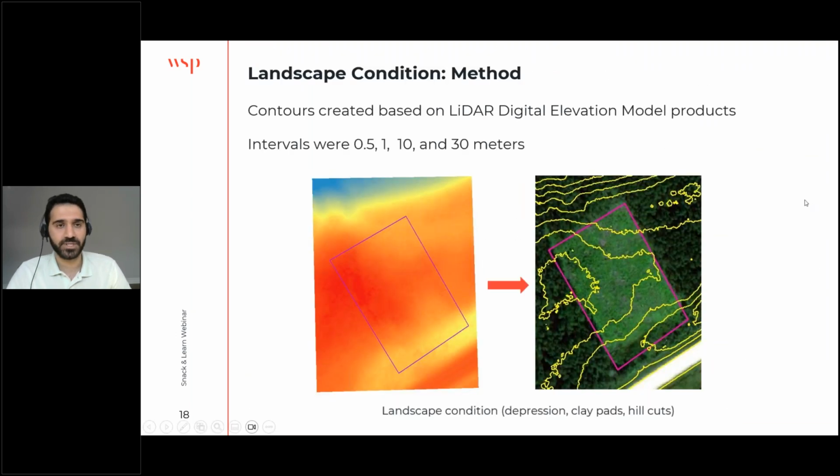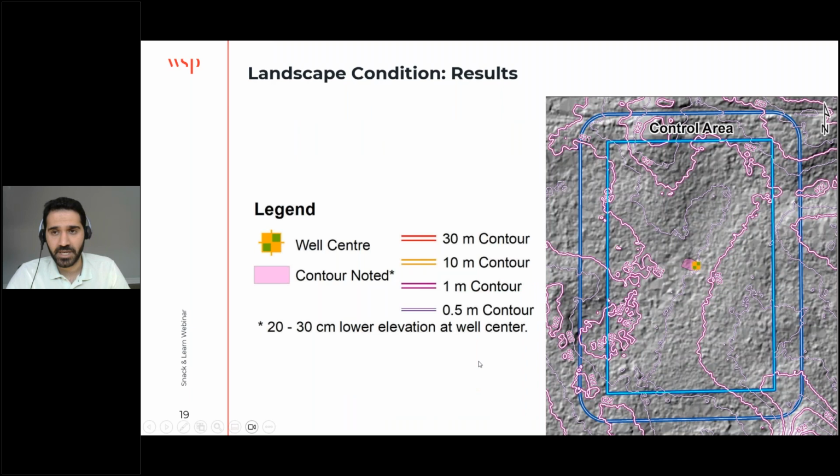Landscape condition was the third parameter. It was an easy parameter to assess. We created contour intervals using this elevation model, and we were looking for things like depressions, clay pads, hill cuts over our sites. Here is an example of the results with different contours, and as I said, we use these types of maps for assessing the landscape condition in our sites.